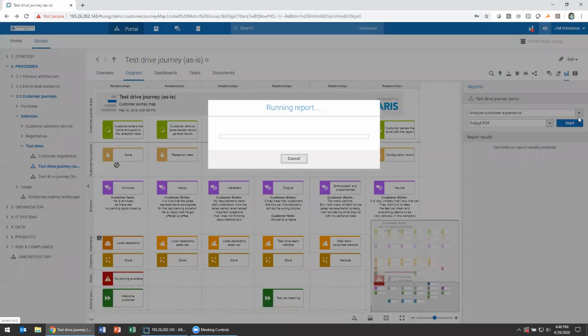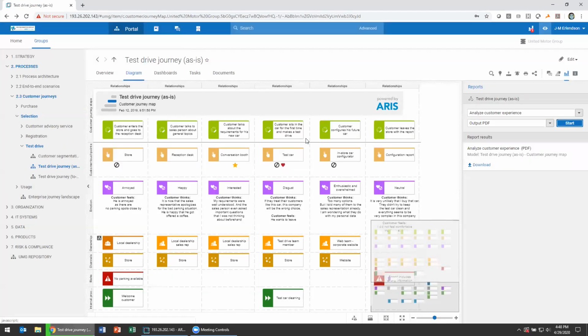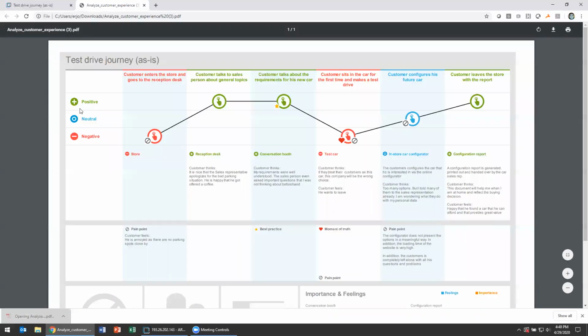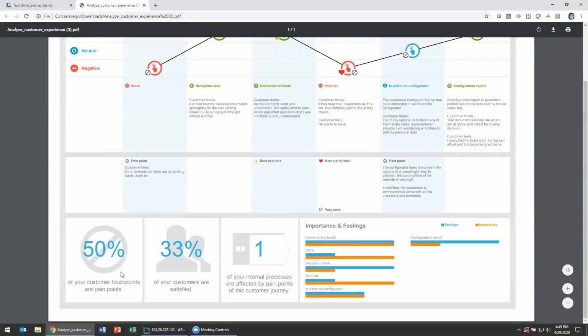And what do you know? This report is actually pretty cool. It looks really nice. It's got some slick graphics that kick out some interesting insights about your journey right here. So let's open this up and see what it shows us. Now we have our feelings. We have our emotions and thoughts. We have whether or not these are best practices or pain points. We have some statistics. So our customer touch points, half of them are pain points. That's crazy. We should probably improve that.